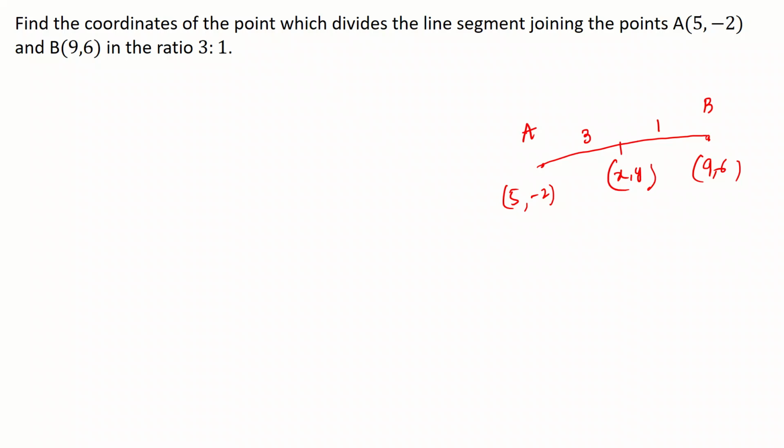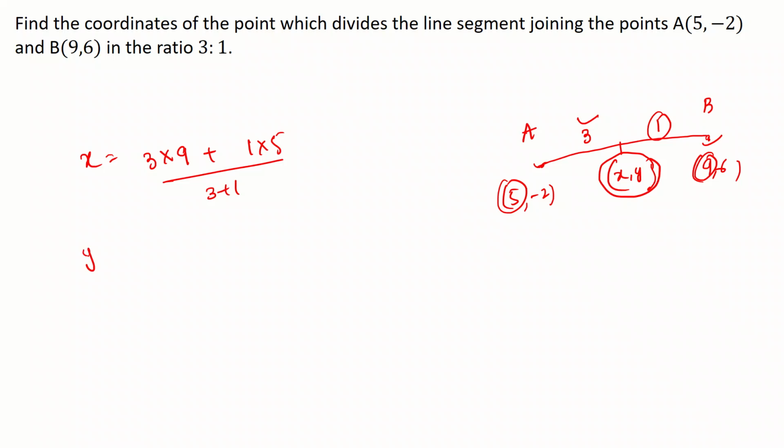It's actually the same thing. You have to find the coordinates of that point which divides the line joining these 2 points in the ratio 3 is to 1. For finding x, we multiply this 3 with 9, multiply this 1 with 5, and divide by 3 plus 1. So it's 3 times 9 plus 1 times 5 divided by the sum of the ratio 3 plus 1. To find y, we have 3 times 6 plus minus 2 times 1 divided by 3 plus 1. So you just need to simplify.